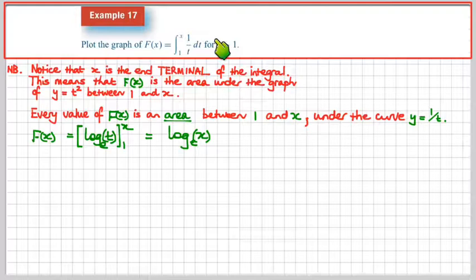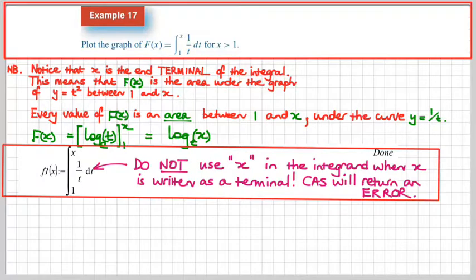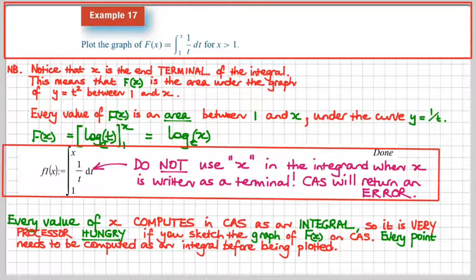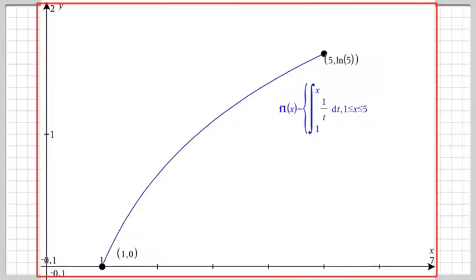But don't go using x in this part of the integrand, because the CAS handheld gets extremely confused and thinks, well, what's going on here? We've got x in here, we've got x in there, we've got x all over the place. It needs to evaluate the x bit at the end, okay? Without any confusion. That's what it's all about. Yes, don't write x in there, as I was saying. And same thing, it's evaluating every point as an integral, so it's very processor hungry. Yes, every point needs to be computed as an integral before being plotted. The poor old calculator, we're giving it lots of grief.